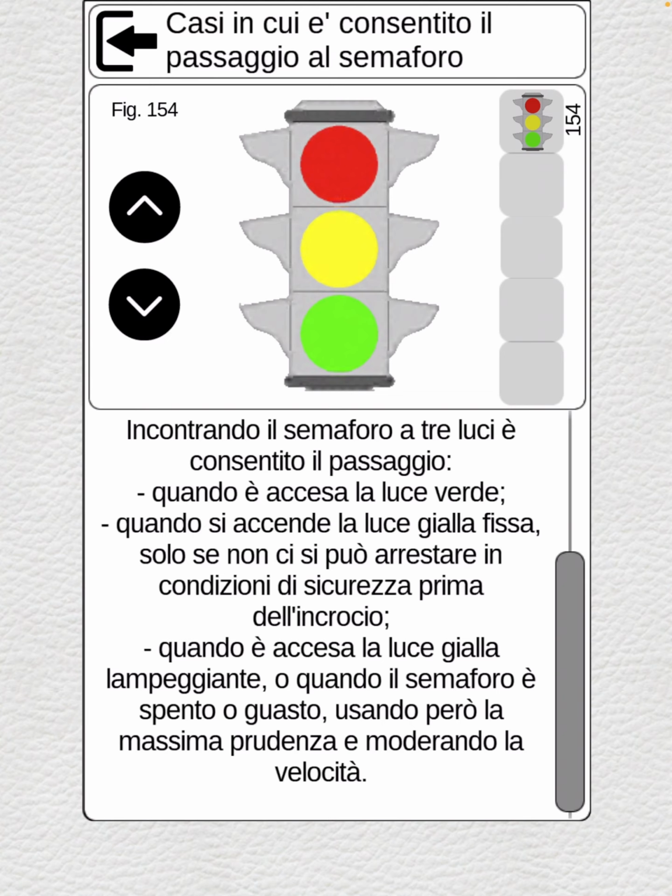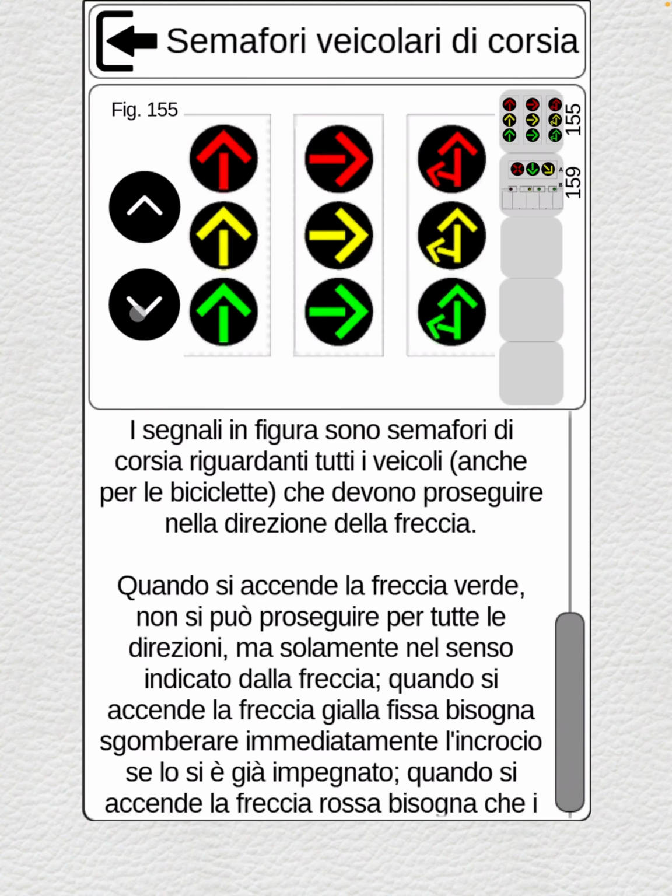While the green is for you to move, the red is for you to stop. This one is very easy to understand. Okay.